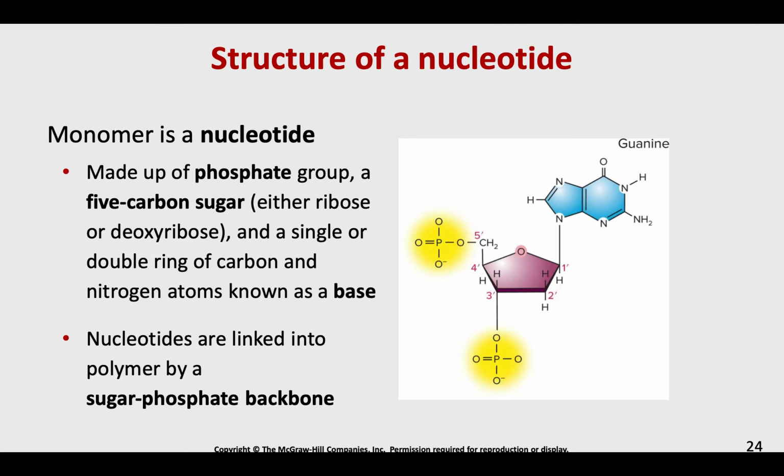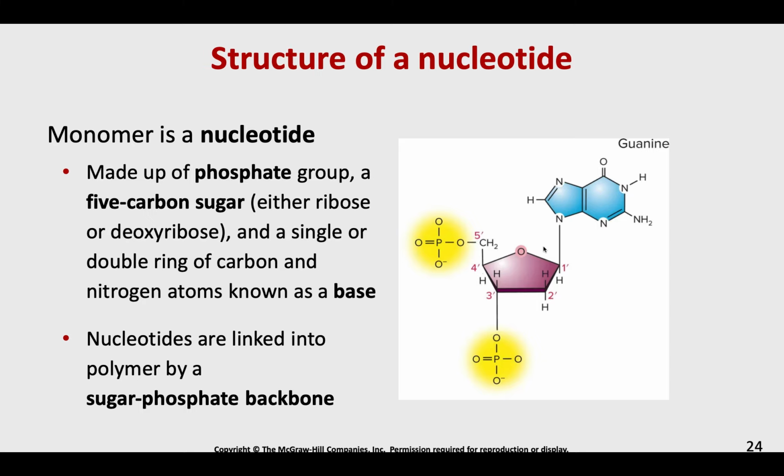Let's start by talking about the nucleotide. This is a molecule. I expect you to know what the different groups are that make up a nucleotide. So the first group is going to be a phosphate group. It has this phosphorus atom in it. It also has a 5-carbon sugar. It's either going to be ribose or deoxyribose, depending if we're looking at RNA or DNA. And then it's going to have a single or a double ring of carbon. These are known as bases.